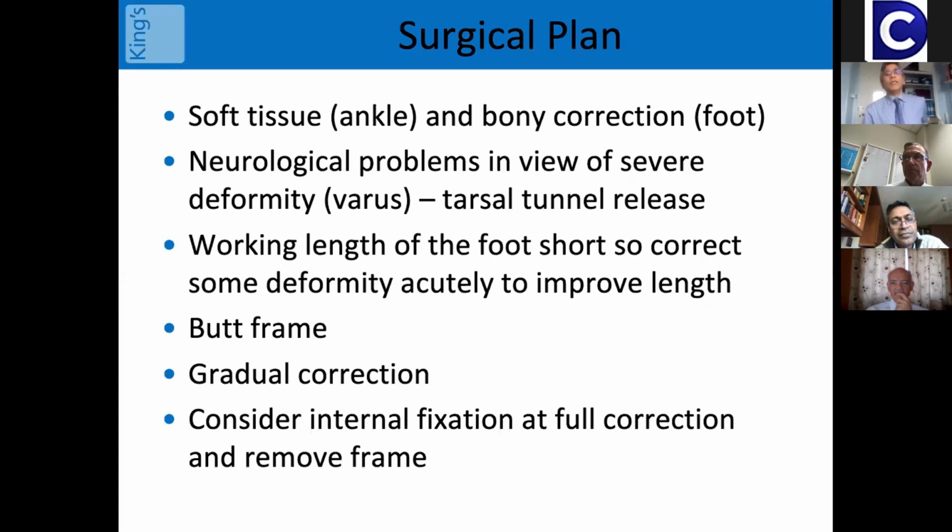So my surgical plan was to do some soft tissue release at the ankle, do a tendo-Achilles lengthening, and also in the hindfoot, I wanted to do a correction through the subtalar joint. I was expecting neurological problems in view of severe deformity, so added tarsal tunnel release. And the working length of this foot was very short, as I showed you in the tips and tricks talk, and I'll show you how I get around it. I was going to use a frame, gradual correction of the forefoot, acute correction of the hindfoot, and I was going to consider internal fixation at the end of full correction of the foot.